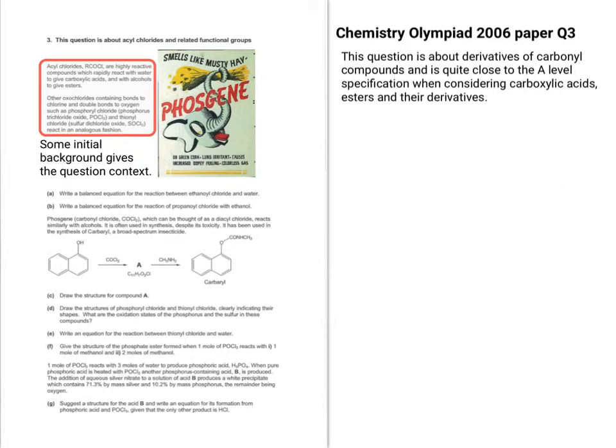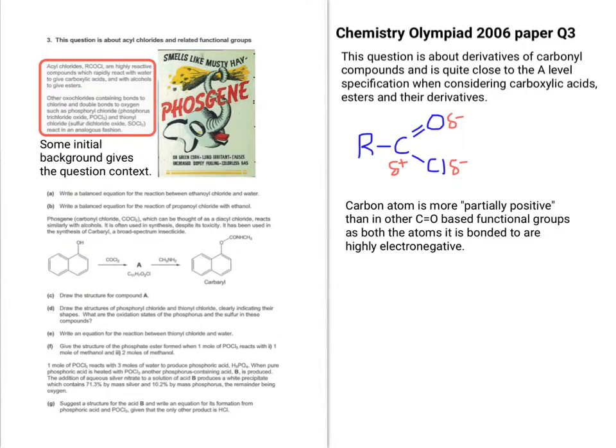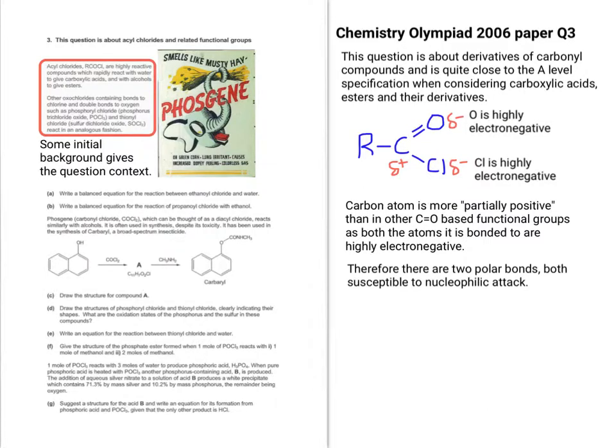So as usual with all Chemistry Olympiad questions, there's a bit of background just to give the chemistry that's being tested a little bit of context. It talks about acyl chlorides and gives them a general formula of RCOCl. These are highly reactive compounds which rapidly react with water to give carboxylic acids, and they react with alcohols to give esters. In the acyl chloride group, you find a delta positive carbon that's more partially positive than you'd normally expect because you have two very electronegative atoms attached to it. So this gives us two polar bonds which are both susceptible to nucleophilic attack.